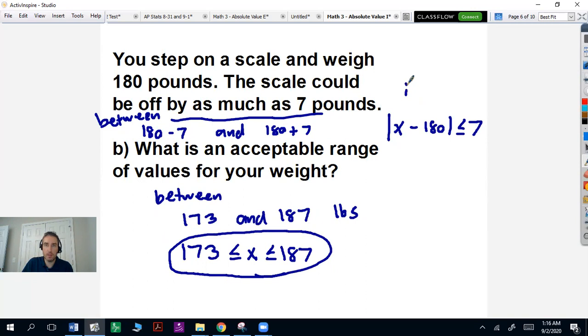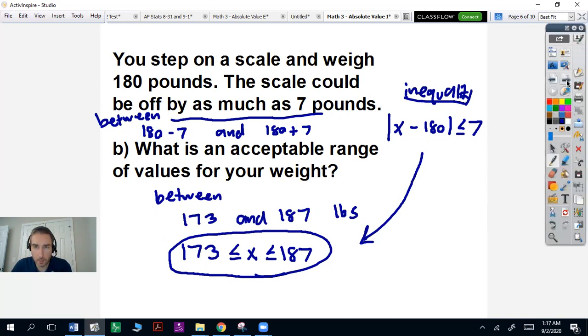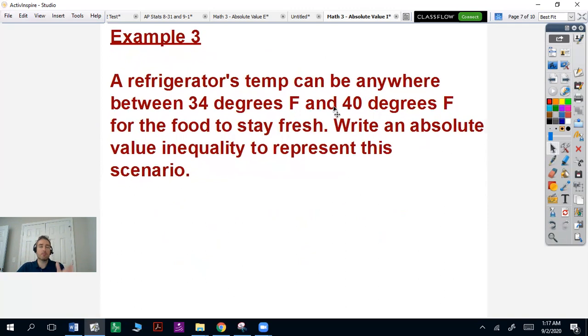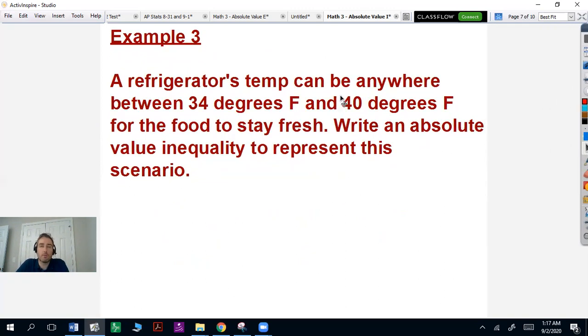This is the inequality. In the next example, I'm going to show you how to solve that inequality, some more complicated ones, to get your acceptable range of weights, okay? But first, we got to set up the inequality, and it's going to look a little bit different. So take a minute to read through this example. A refrigerator's temp can be anywhere between 34 degrees Fahrenheit and 40 degrees Fahrenheit for the food to stay fresh. Write an absolute value inequality to represent this scenario.